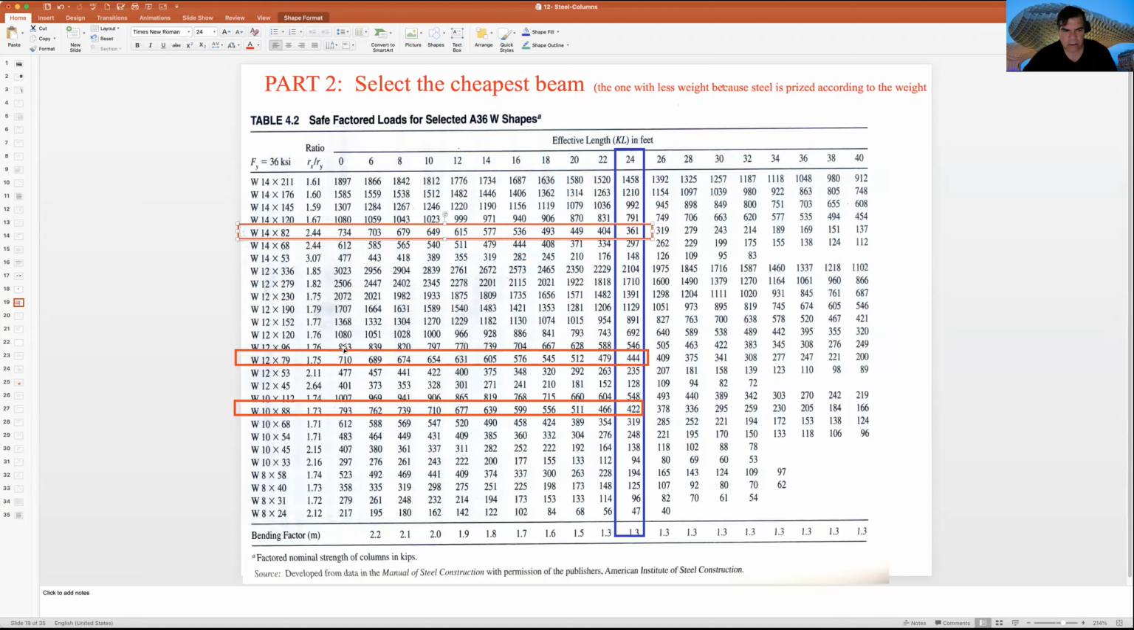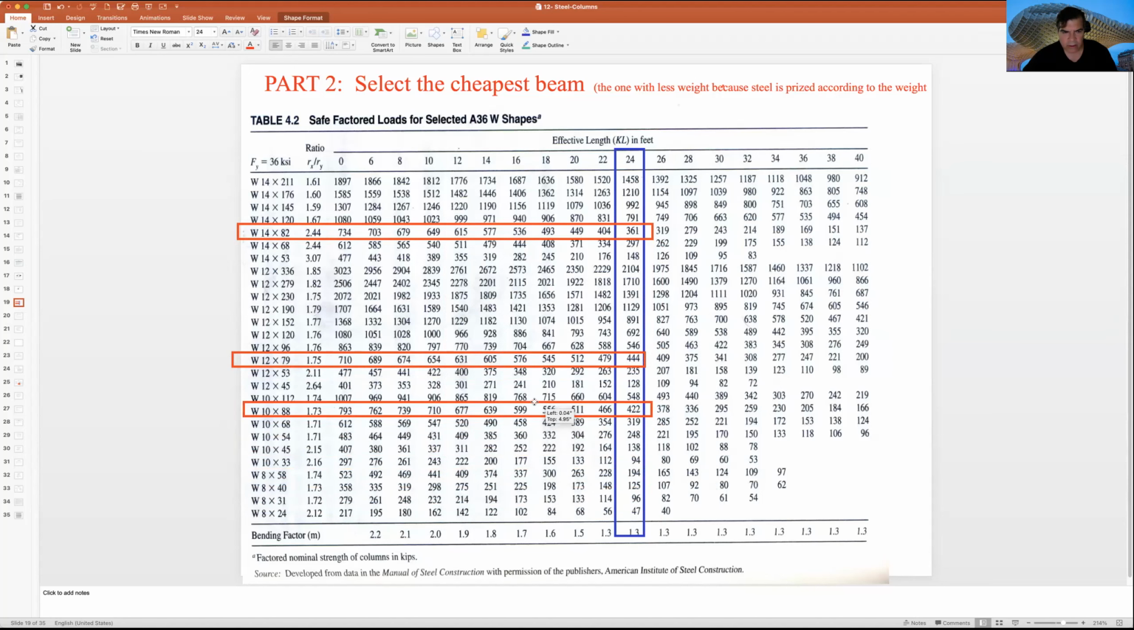Between the 12s, we can choose the one that supports more than 360, and obviously it is this one, 12 by 79. Between the 10s, this one is impossible, it's less, this is the one. Between the 8s, we don't have any. There is no column with a height of 8 that can support that weight.